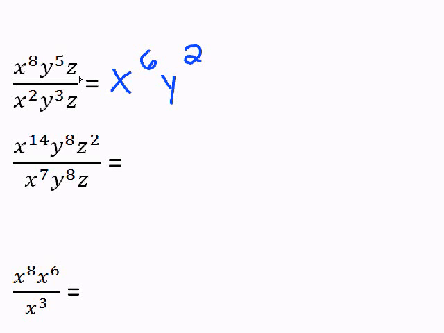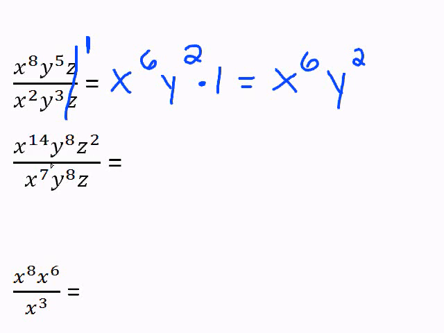Well, that takes us way back to the beginning of the video. Z over z divides to give us a 1. So we're left with x to the 6th times y squared times 1. Anytime you multiply anything by 1, you get the original value, giving us x to the 6th y squared. You don't have to write the times 1 if you do not want to.